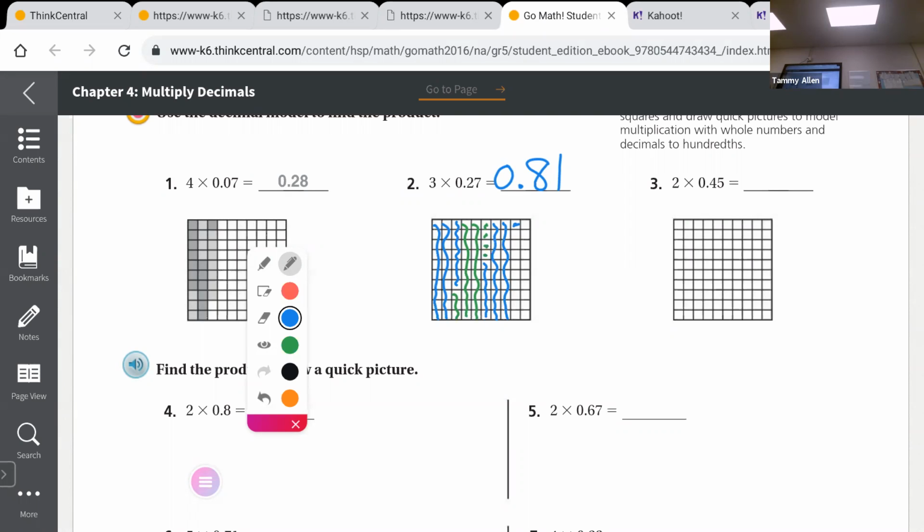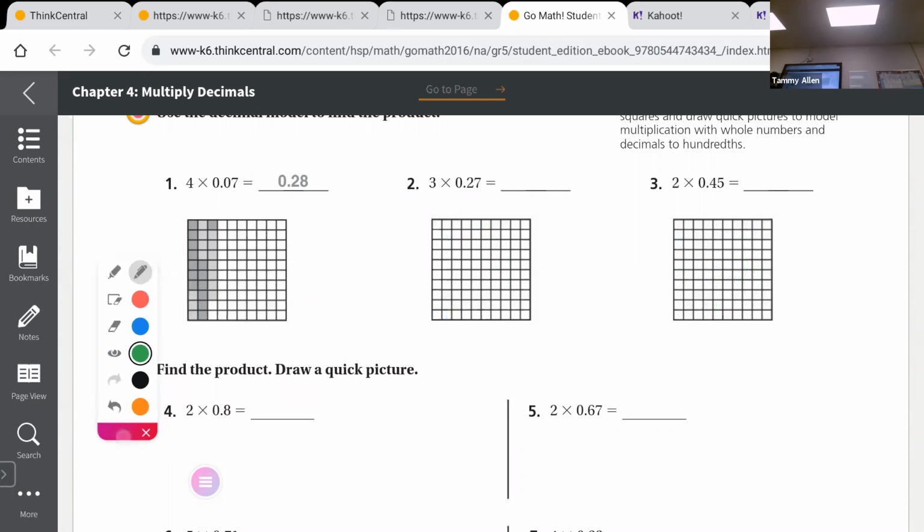For number 3, we need 2 groups of 45. There's 1 group. There's 2 groups of 45 hundredths. Zach, what does that give us? We have 90 squares. It's out of 100, so it'd be 90 hundredths. Questions on that? Anybody? Okay.